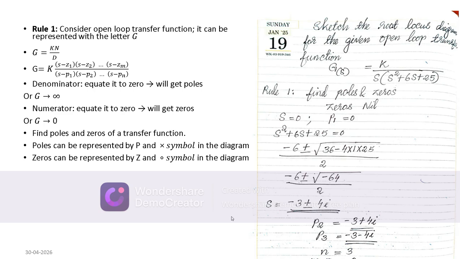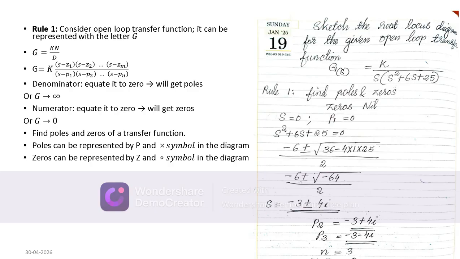Normally that will be given in the question. So G can be written in the form of K times N by D, or K times (S minus Z1) into (S minus Z2) etc. up to (S minus Zm), divided by (S minus P1) into (S minus P2) etc. up to (S minus Pn). Next, if you equate the denominator to 0, you will get the poles, and if you equate the numerator to 0, you will get the zeros.